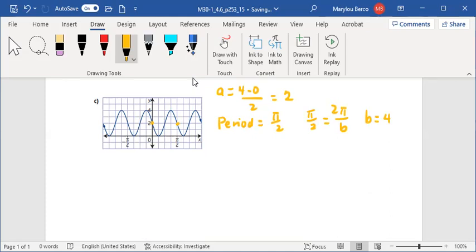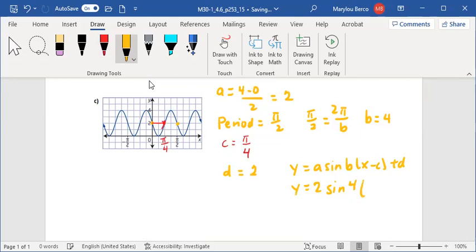The start of the first cycle of the sine curve is to the right of the y-axis. So if we take a look here, to the right of the y-axis is the start of the sine curve, which is at pi over 4. So it's pi over 4 units to the right. So C equals pi over 4. The vertical displacement is 2 units up, locating the midline, so D equals 2. So the equation in the form y = a sin b(x - c) + d will be the graph representing y = 2 sin 4(x - pi over 4) + 2.